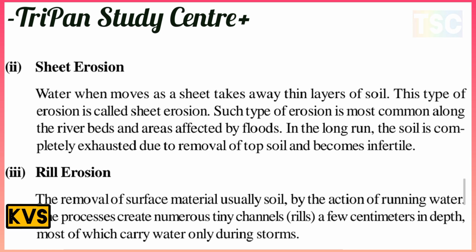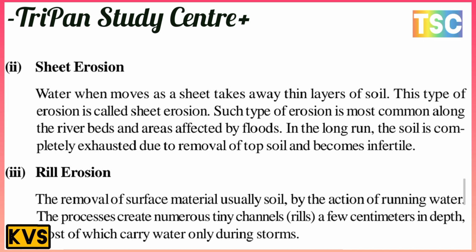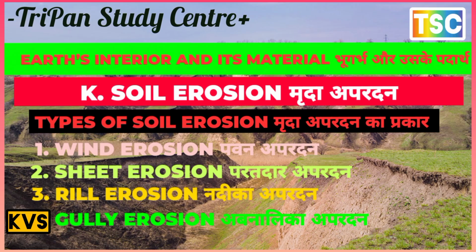And the next is rill erosion. It is the removal of surface material, usually soil, by the action of running water. The process creates numerous tiny channels or rills. These tiny channels, called rills, are a few centimeters in depth and mostly carry water only during storms.